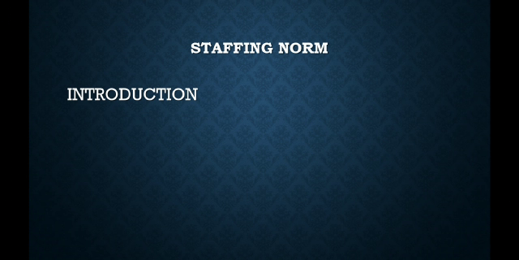Staffing norms. First, we will see the introduction. A norm is a standard model or pattern. It is a standard of achievement or behavior that is required, desired, or designated as normal. These are standards that guide, control, and regulate individuals and communities. It is a set of rules or protocols that the organization needs to follow while hiring and maintaining their staff.